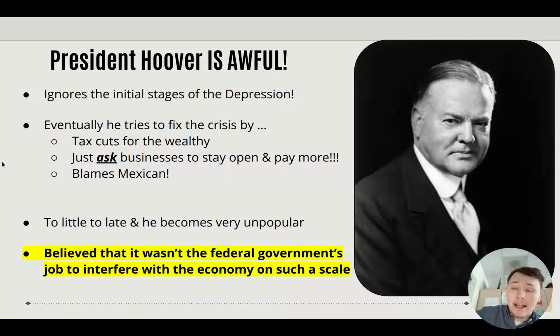Trickle-down economics does not work. It doesn't work. Don't let anybody ever tell you trickle-down economics works. That's not even a political statement by me. That is an economic statement of fact as a historian.